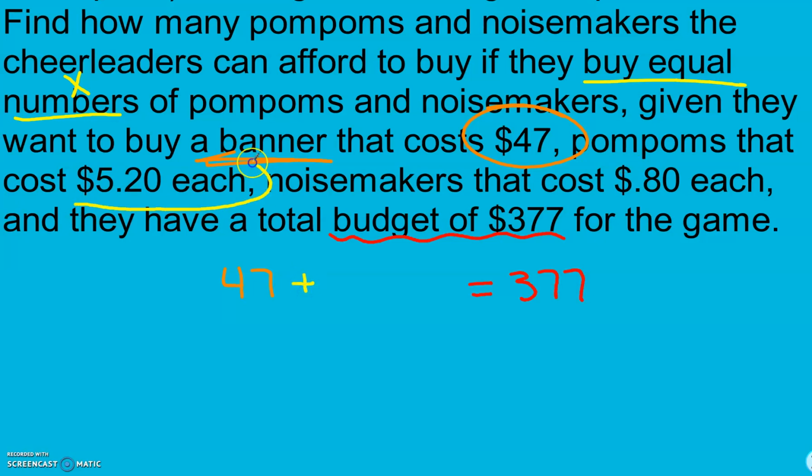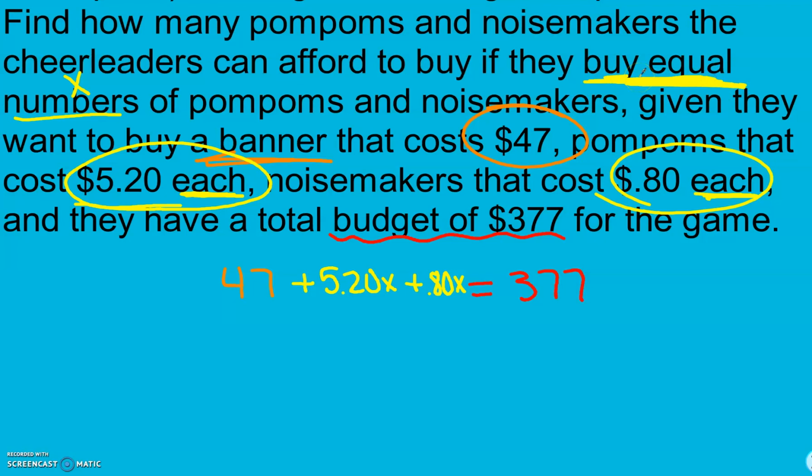Pom-poms cost $5.20 each. That each means we're going to multiply that times our X. And noisemakers cost 80 cents each. So I multiply that because it's each times that X. Okay, and X is our number of pom-poms and noisemakers because they want equal amounts. So I don't need a different variable for pom-poms and noisemakers. They can be the same since they want the same amount.